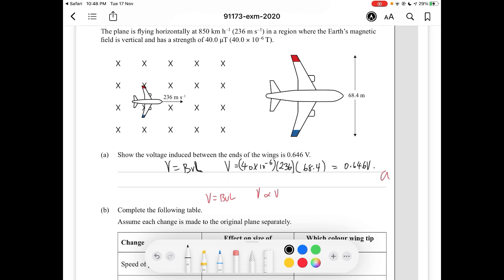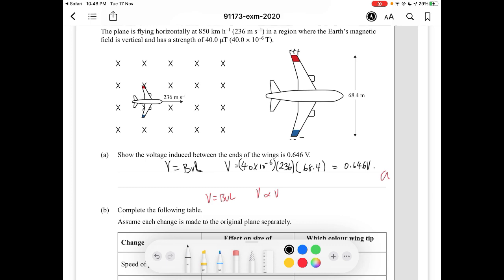This means that the force experienced by the electrons on the plane must be downwards, because electrons travel from the top tip of the plane towards the bottom tip of the plane. Therefore, the blue tip becomes negatively charged and the red tip becomes positively charged. What we're left with is a positive charge here, and this becomes negative, and therefore there's a potential difference between the red tip and the blue tip, and there's going to be a voltage induced.